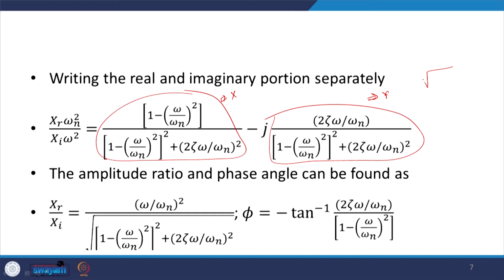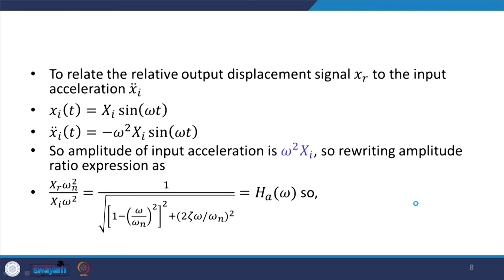Amplitude will be actually the square root of x square plus y square. So, that we can find out. If we do that from that expression, this ratio is going to be this one, and the phase will be basically tan inverse of y by x. So, this is what I am going to get. Now, let us look at these expressions.